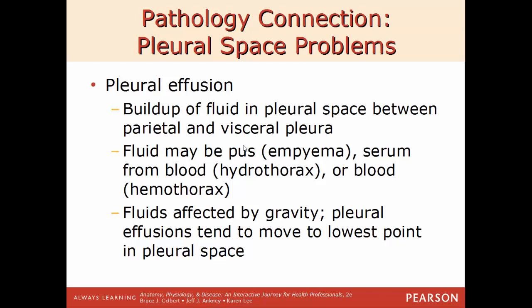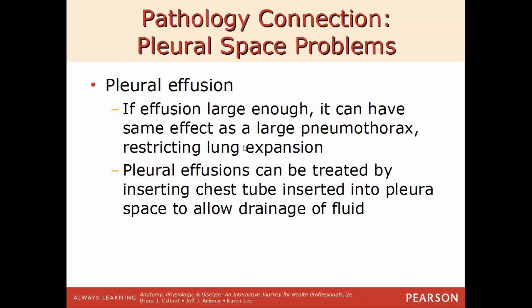Now, the fluids are affected by gravity, so pleural effusions tend to move to the lowest point in the pleural space. If this effusion is large enough, it can have the same effect as a large pneumothorax, which will end up restricting lung expansion. And pleural effusions can be treated by inserting chest tubes into the pleural space to allow for drainage of that fluid.